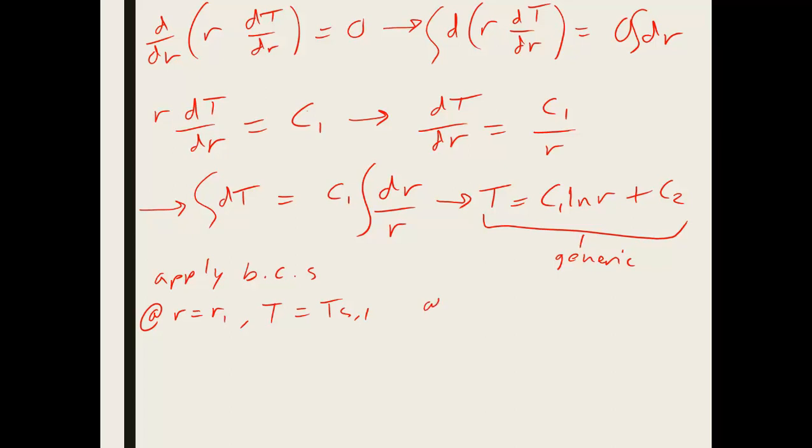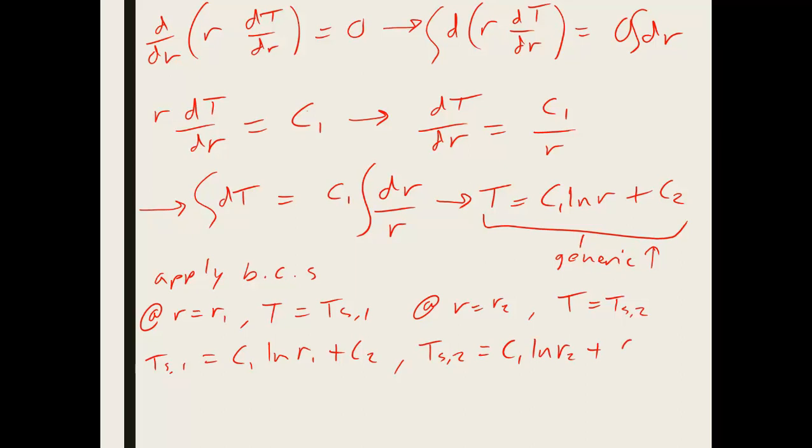And very similarly, at R equals R2, we have T is equal to TS2. So knowing these two temperatures will help us to put more definitive terms into our temperature profile equation. So when we substitute in our boundary conditions, we get TS1 is equal to C1 times the natural log of R1 plus C2, and we also get another equation, TS2 is equal to C1 times the natural log of R2 plus C2.